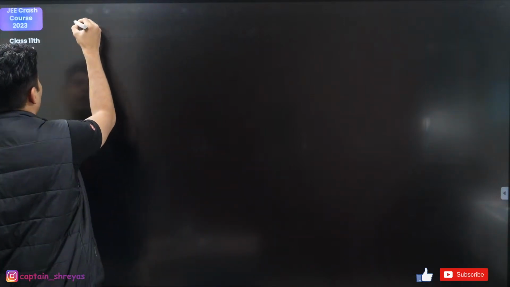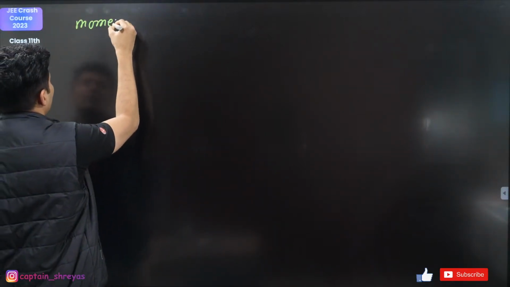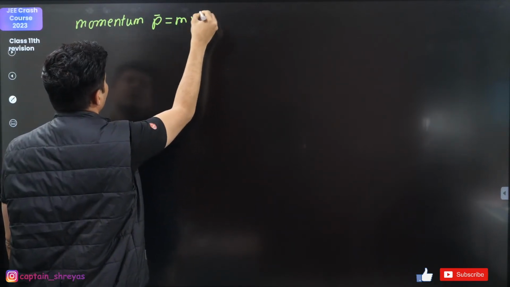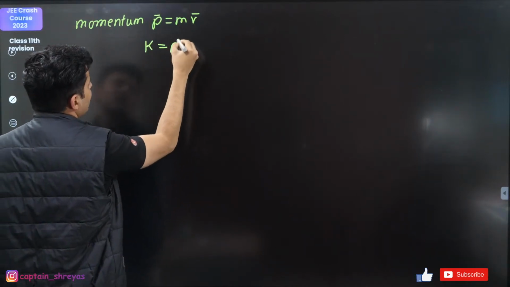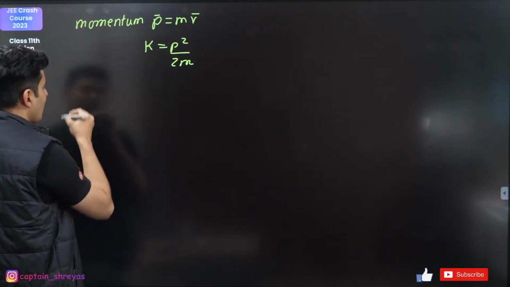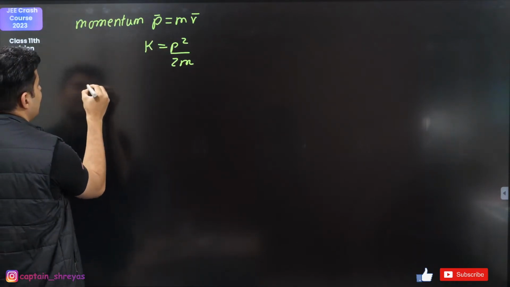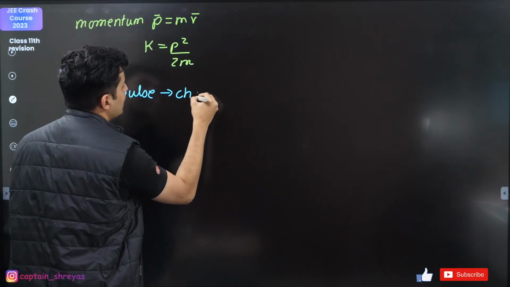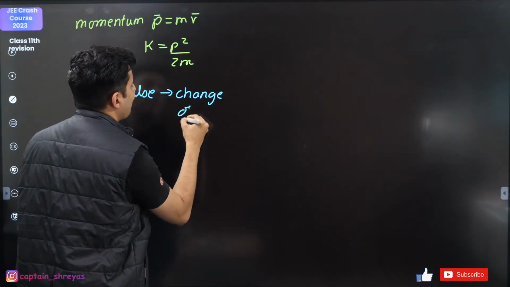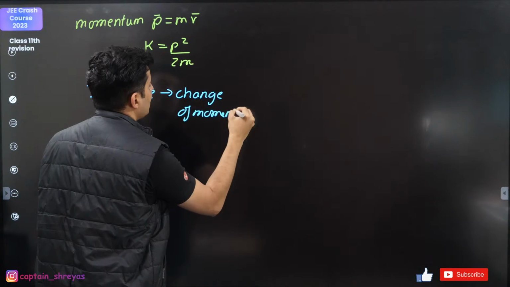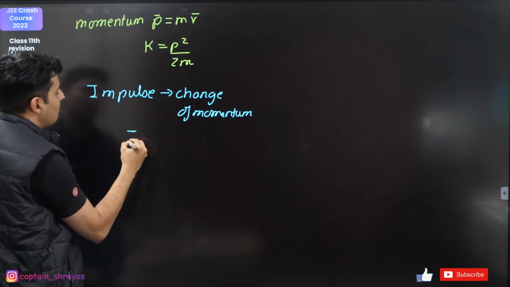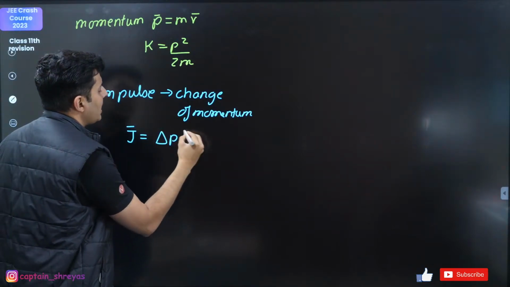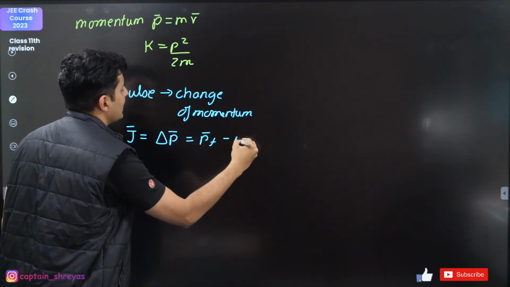So starting off with momentum. Momentum, we all know, is a vector quantity, P is equal to mass into velocity. Also, kinetic energy is momentum square by 2m. Now, when the momentum changes, that's when you call it impulse. Impulse is basically the change of momentum. The symbol for that is generally J or I, and it's a vector quantity. It is delta P, which is final minus initial momentum.